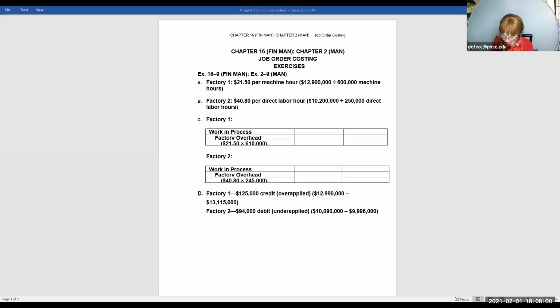Per machine hour for factory one. All right, so let's go to factory two. Factory two uses direct labor hours. So we're going to use 10,200,000 divided by 250,000 labor hours.